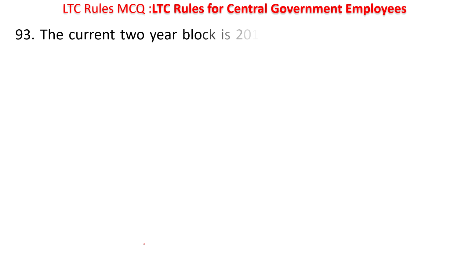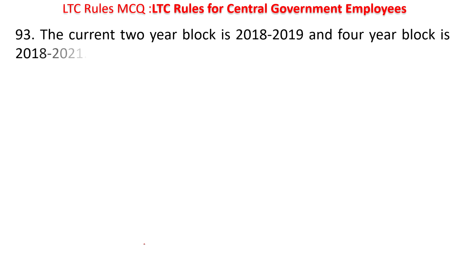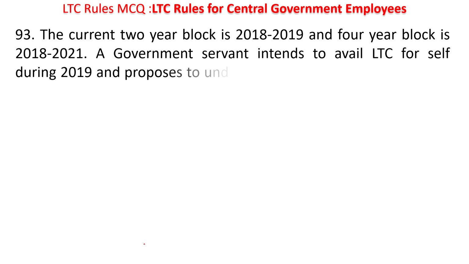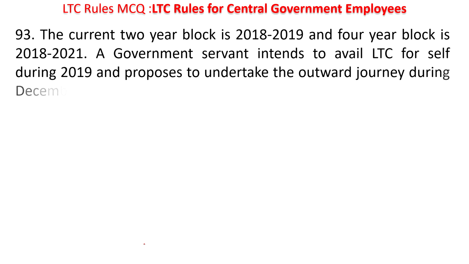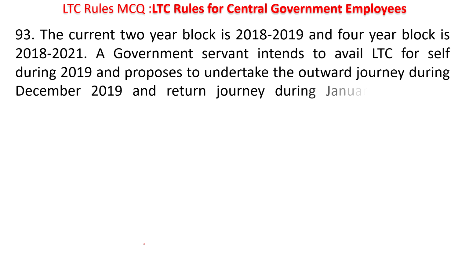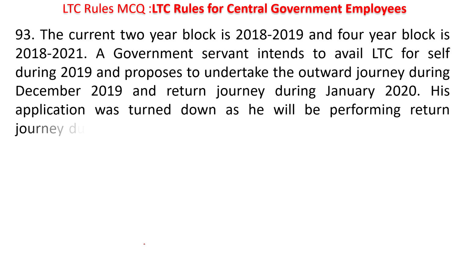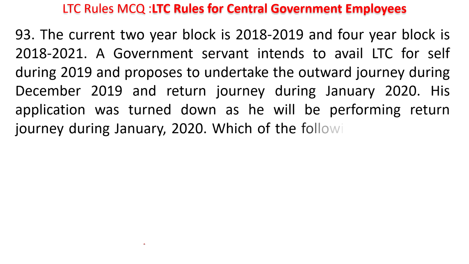Next question. The current 2-year block is 2018-19 and the 4-year block is 2018 to 21. For example, a government servant intends to travel on LTC for self during 2019 and proposes to undertake the outward journey during December 2019 and the return journey during January 2020. His application was turned down as he was performing the return journey during January 2020. Which of the following statements are correct?